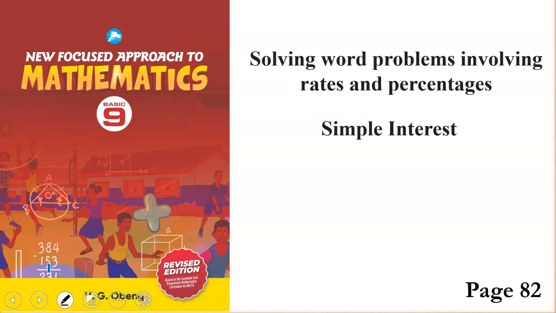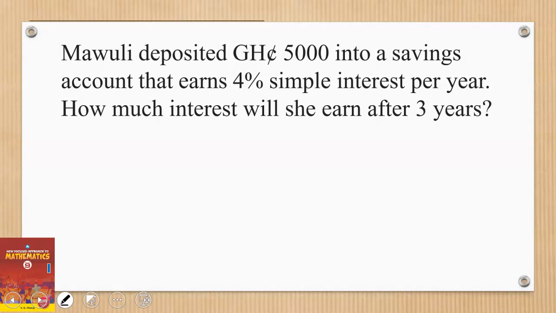This is the revised edition of the book, and in this lesson, our target is to learn how to solve word problems involving rates and percentages. Specifically, we want to look at simple interest. In the subsequent video, we'll be looking at discounts and depreciation and so forth. This lesson can be found on page 82 of your book. So we'll be taking a series of questions to solve.